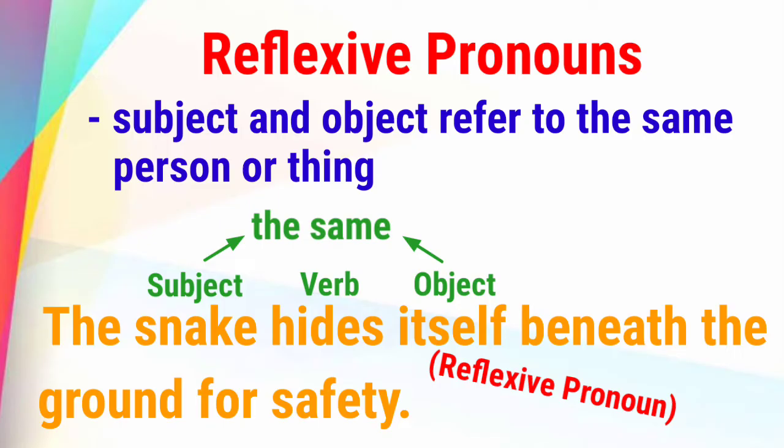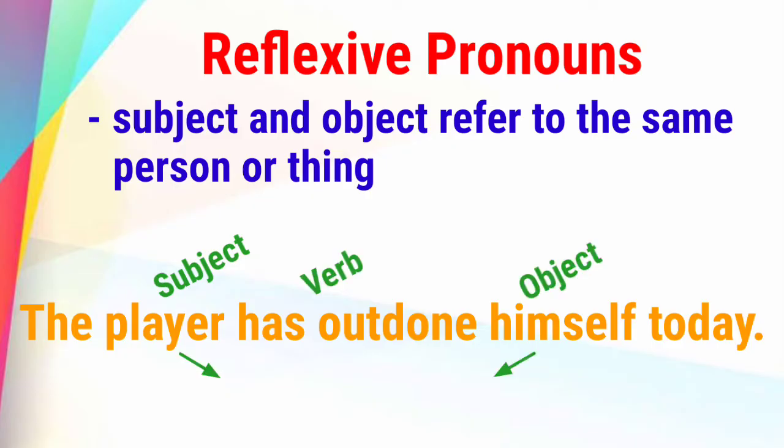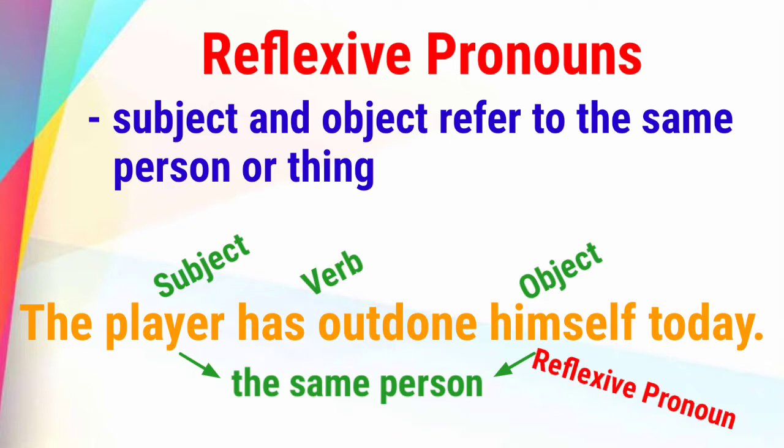Is it clear? Next, the player has outdone himself today. The subject in the sentence is player, and the object of the verb is himself, and they both refer to the same person, the player. That is why in this sentence, himself is a reflexive pronoun.